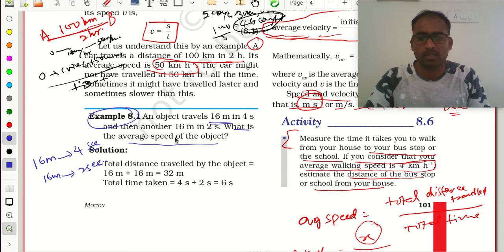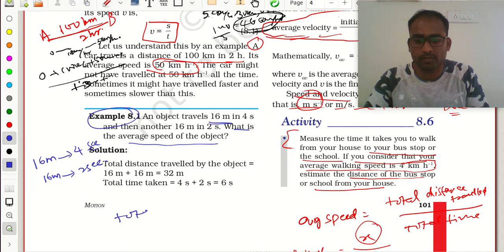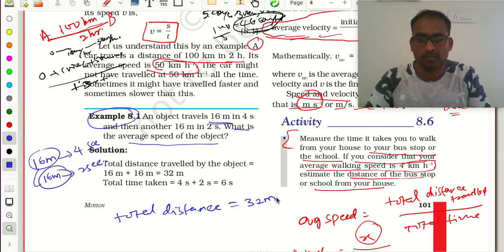Okay. First, I need to calculate the total time taken and the total distance traveled by the object. So what is the total distance traveled by the object? 16 meter plus 16 meter. First it covers 16 meter and after that it covers another 16 meter. So 32 meter.